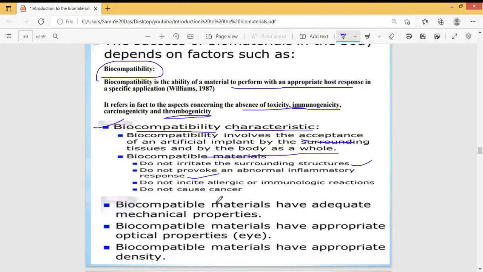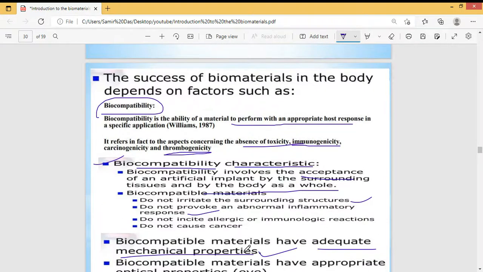So basically the biocompatible materials have adequate mechanical properties. So mechanical properties should be good, as well as optical properties and appropriate density. So these are the key features of a biomaterial. So this is the first and prime thing that we have to keep in mind.